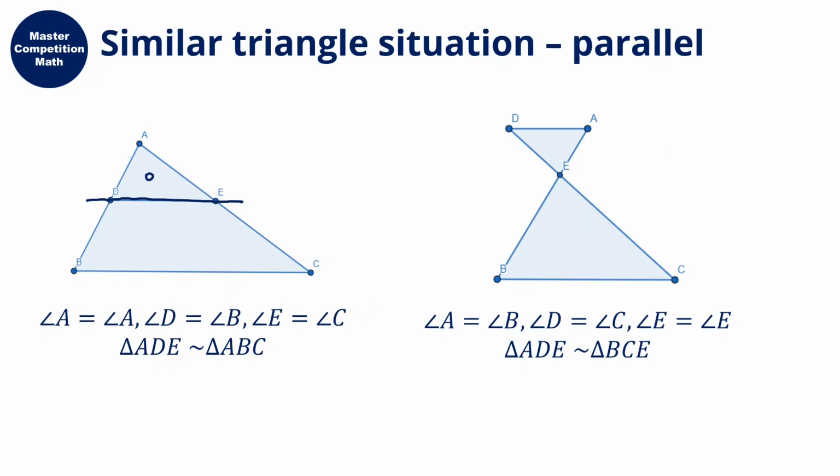Another parallel situation is when AD is parallel to BC and AB and CD intersect at E. Then you will have triangle ADE similar to triangle BCE. The top small triangle, you should turn it around 180 degrees. Then you can clearly see they are similar.